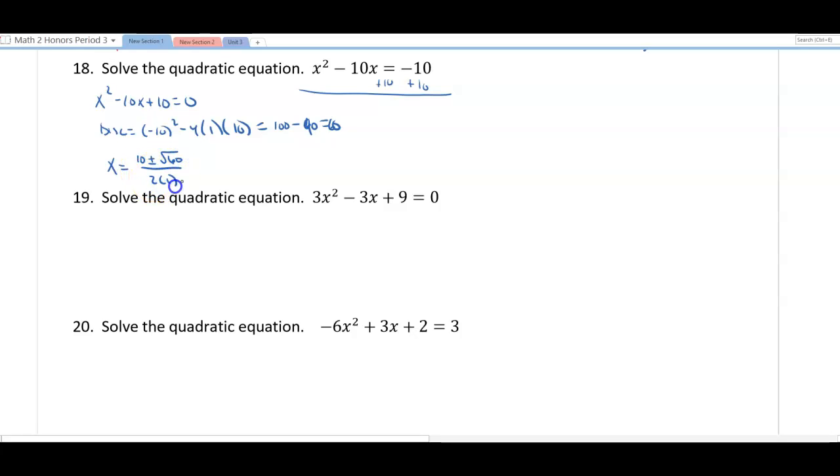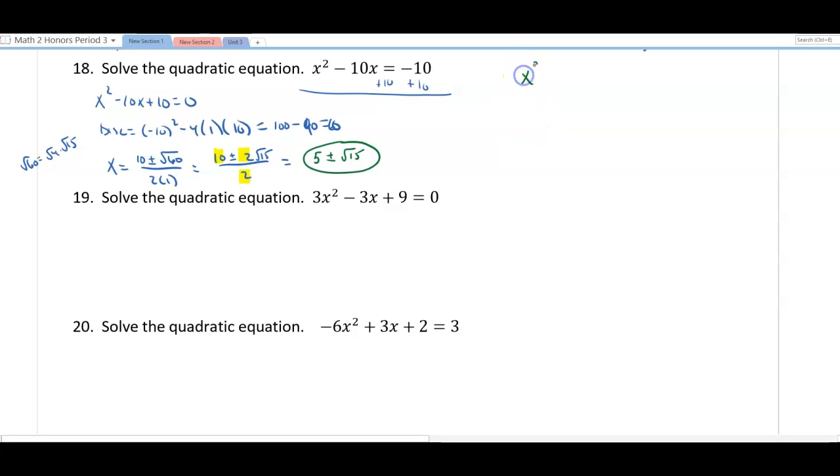over 2 times 1. Now, what they're going to want you to do here is give the exact form. So I do have to simplify root 60. Root 60, remember, is root 4 times root 15. So you would get 10 plus or minus 2 square root 15 all over 2. And since all of these can be divided by 2, 10 divided by 2 would be 5, plus or minus 2 divided by 2 is 1, so it's square root of 15, over 1, which just ends up giving you 5 plus or minus square root of 15.